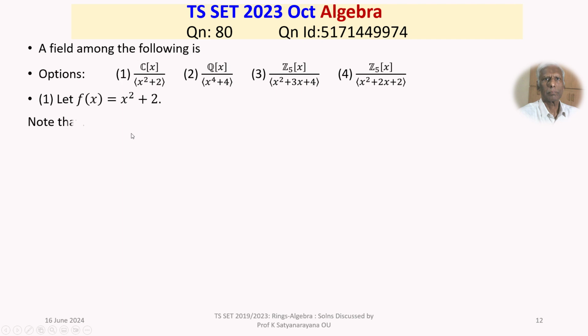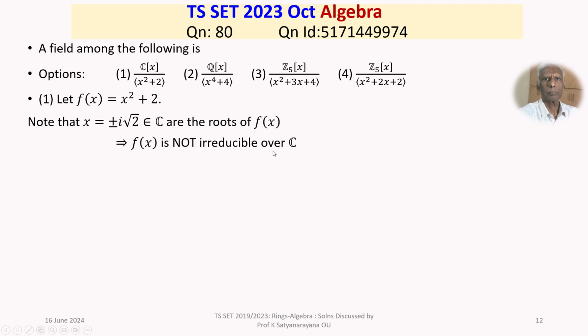Right. Now, note that x^2 + 2 equal to 0, solve for it. x is equal to plus or minus i√2, which belongs to C, are the roots of f(x), and it is of degree 2. Then we are looking for the roots of f(x). So the roots are there in C. Therefore, f(x) is not irreducible over C. It is of degree 2.